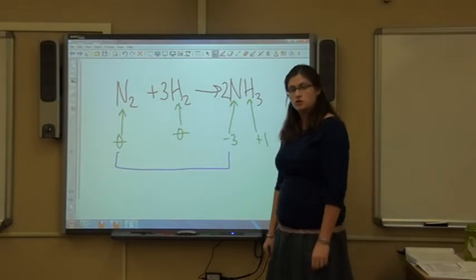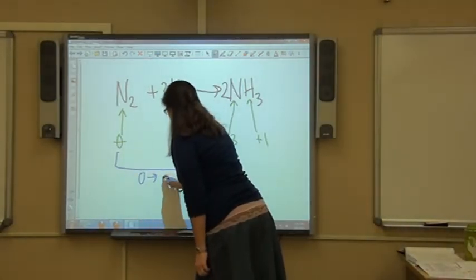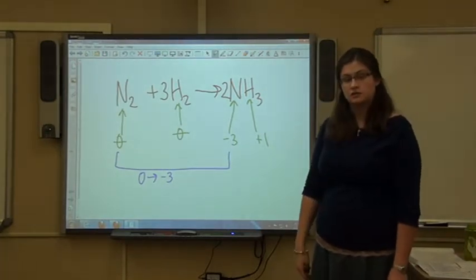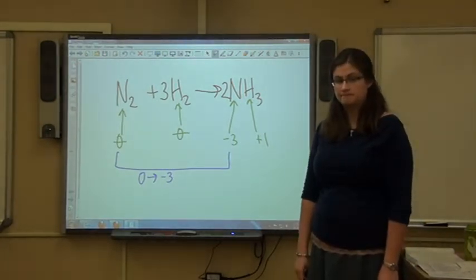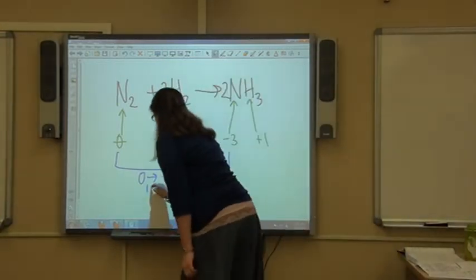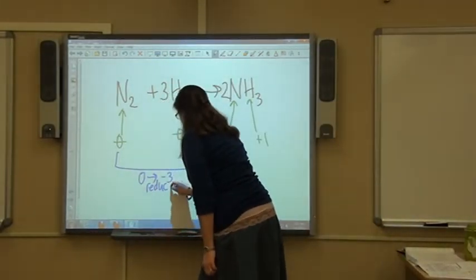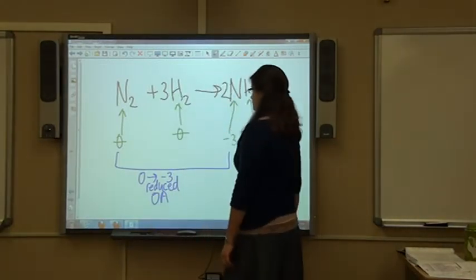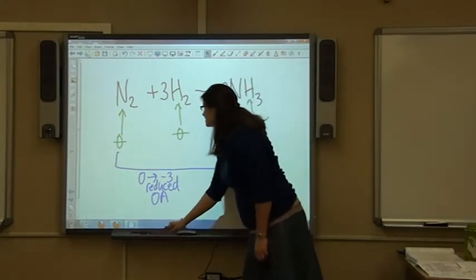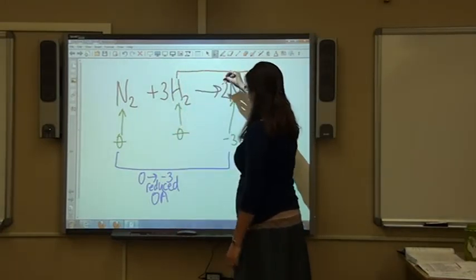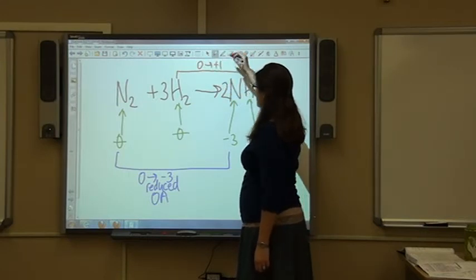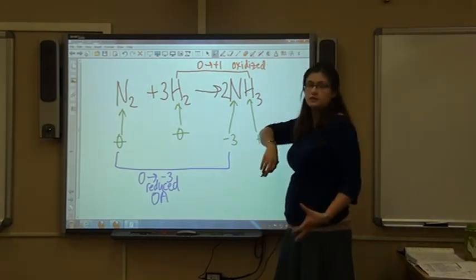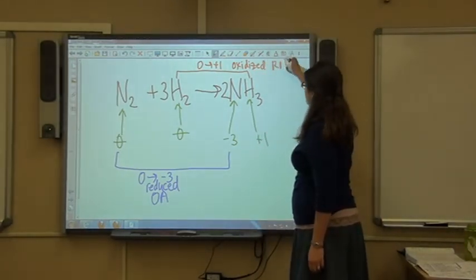Nitrogen is going from 0 to -3. Is that getting more positive or more negative? More negative. Which one is that? Reducing or oxidizing? Reducing. So that thing is reduced, which means it's the oxidizing agent. Hydrogen is going from a 0 to a +1 charge, which means that it is oxidized. It itself is losing the electrons, which makes it the reducing agent.